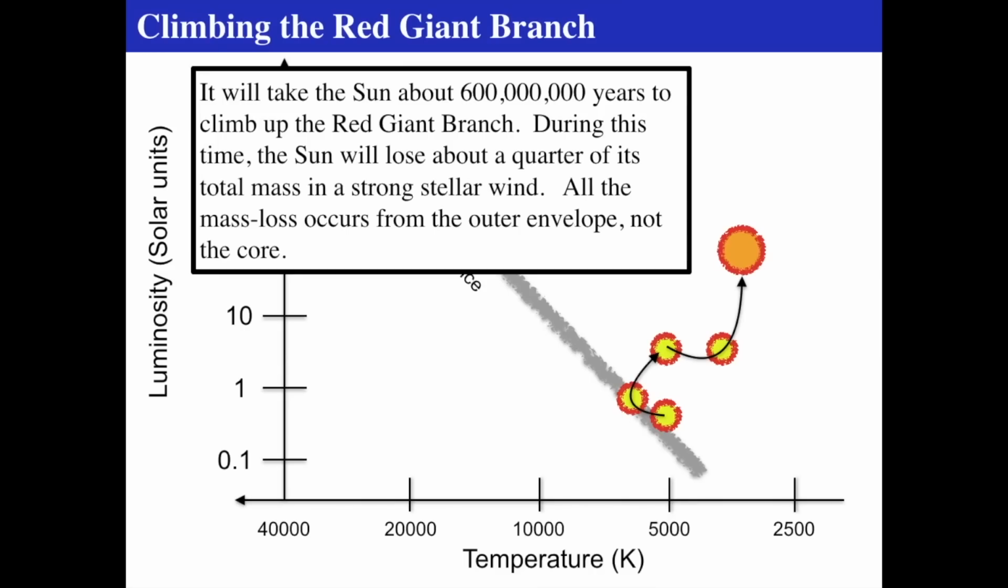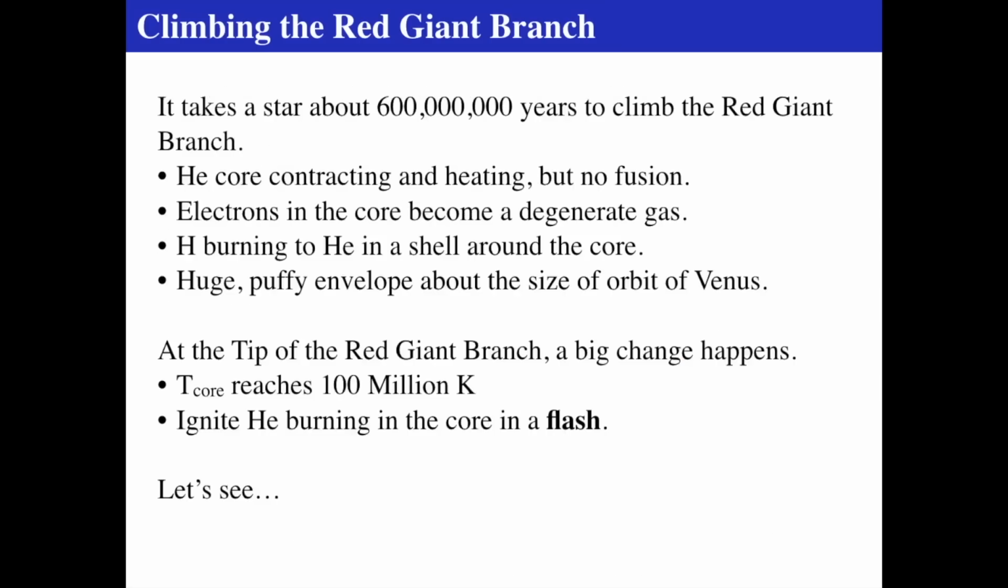So there will be huge pulses of clouds that will come off the sun in an enormous, enormous wind as it becomes a red giant. So remember again, the helium core contracts and heats, but still doesn't participate in fusion. But what's happening in the core is the electrons become a degenerate gas. And that means they're basically stacking up on top of each other, unable to move, both physically in place and even relax any of their energy.